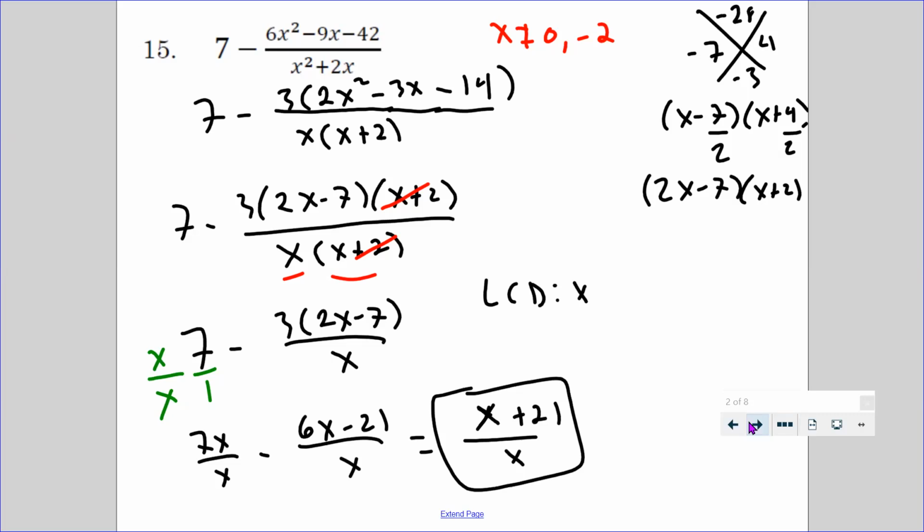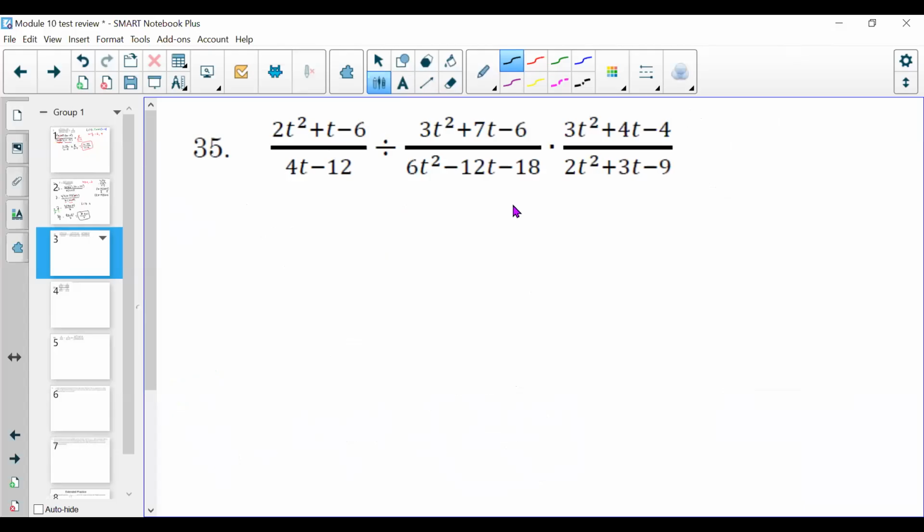So on this problem here, I have a division into a multiplication. So what I'm going to do is solve out this part first, and then I'll multiply that result with the 3t squared plus 4t minus 4 over that denominator. But before I even get into that, what I want to do first is factor everything out. When everything's factored out, everything becomes a lot easier to solve.